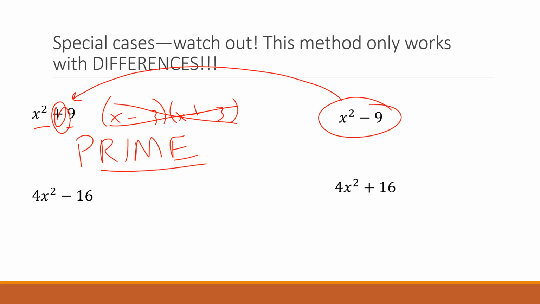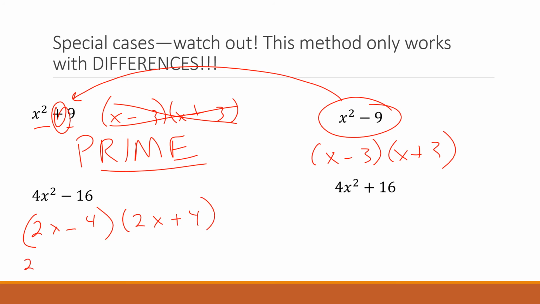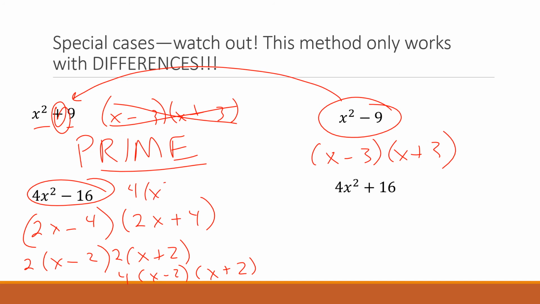So this is a difference, so I can write it without worrying about it. This one is a difference, so I can write it without worrying about it. Now I'm going to write this, and I see I can still take a 2 out. So that leaves me with 4 times x minus 2, x plus 2. It's easier if you can take it out at the beginning, but you can always take it out at the end. So I get to this one, and I don't write prime because I can still take a 4 out. I can still do GCF. So I always want to try to do the GCF first. Sometimes I forget.